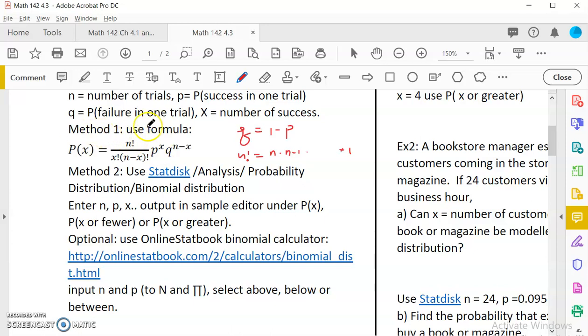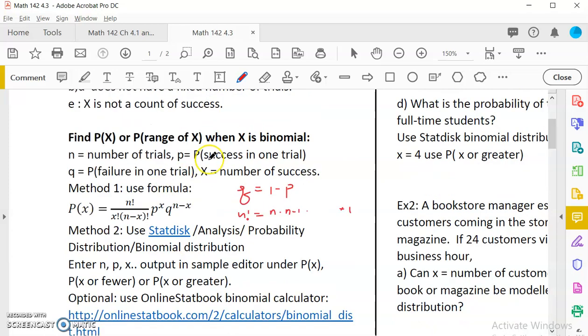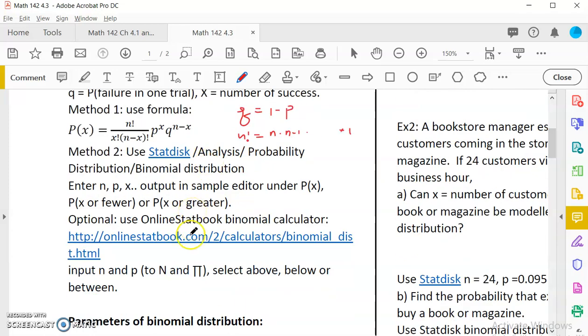So how do you access it? Maybe I'll talk about this in the next videos on how to find them. But this is a general idea of what is binomial.